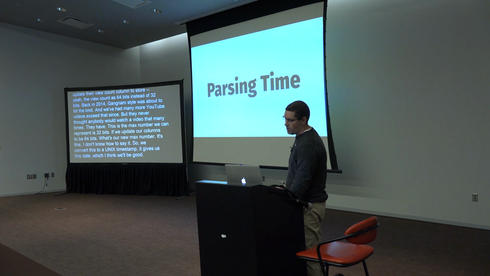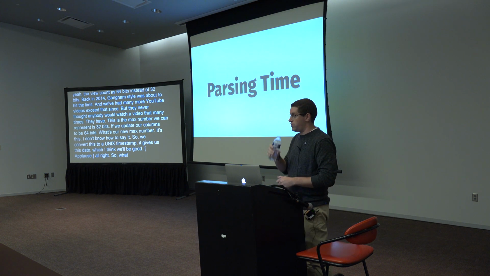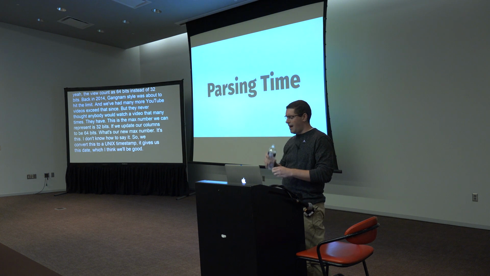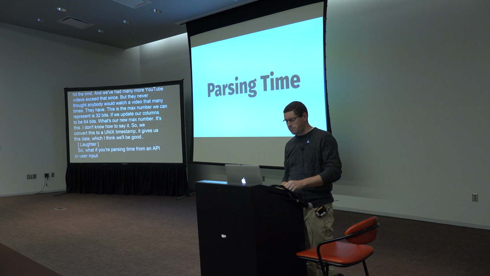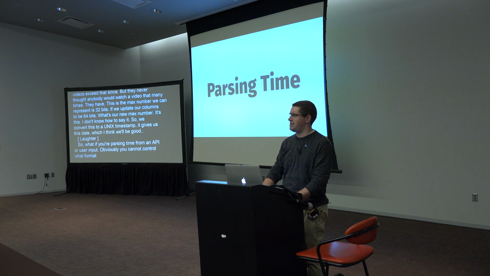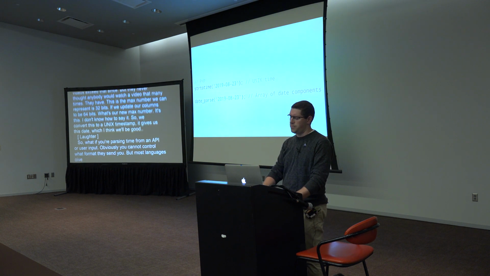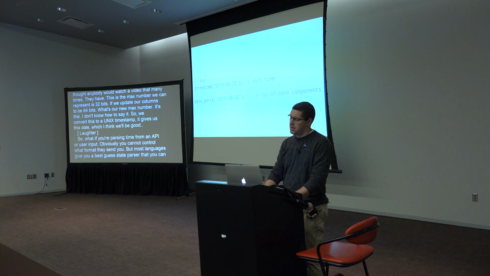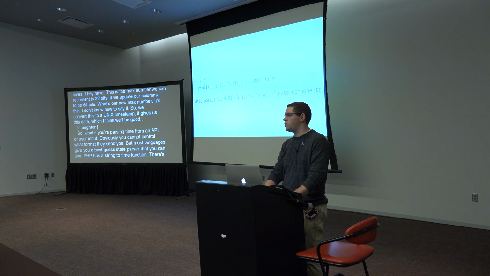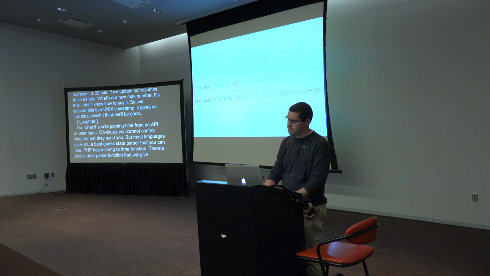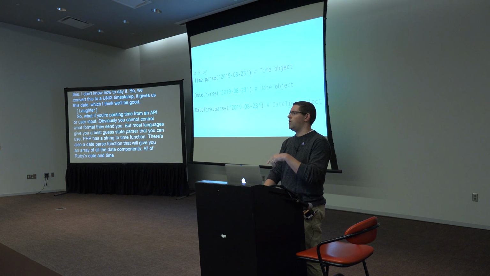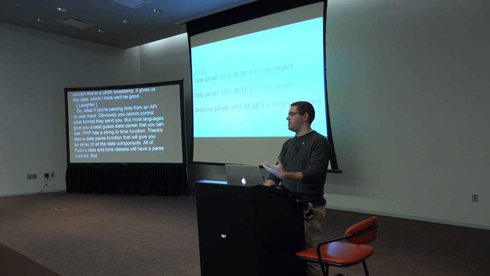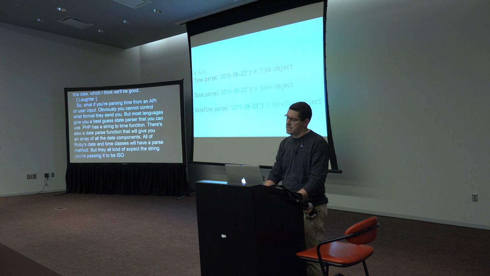All right, so what if you're parsing time from an API or a user input? Obviously, you cannot control what format they send you, but most languages will give you some sort of a best guess date parser that you can use. So PHP has a strtotime function. There's also a date_parse function that will give you like an array of all the date components. All of Ruby's date and time classes will have a parse method, but they all kind of expect the string you're passing in to be like ISO 8601-ish. Otherwise, it'll just raise an exception.